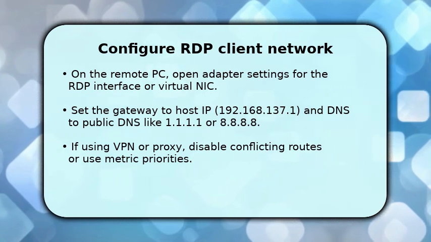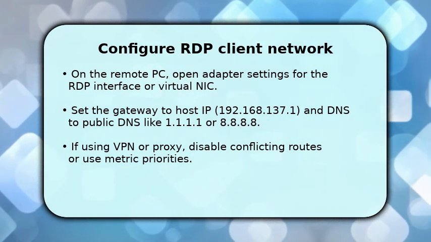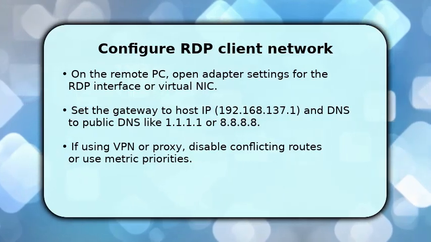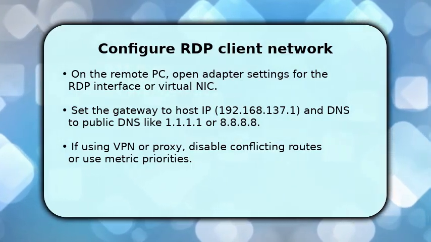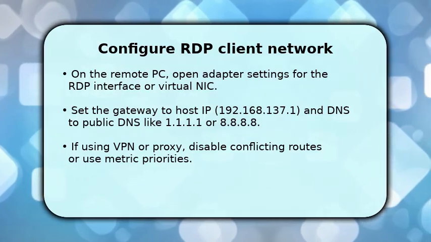If the remote machine runs a VPN or has another active route, change adapter metrics or disable the conflicting connection while testing. This ensures traffic.